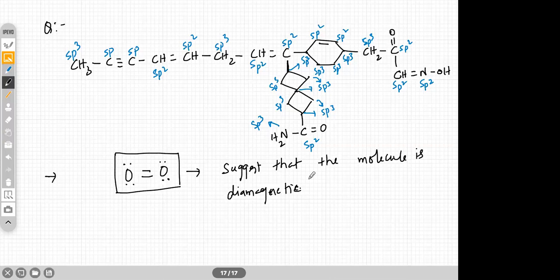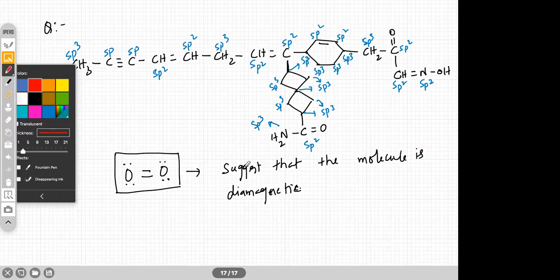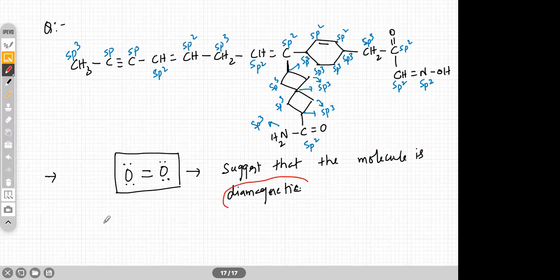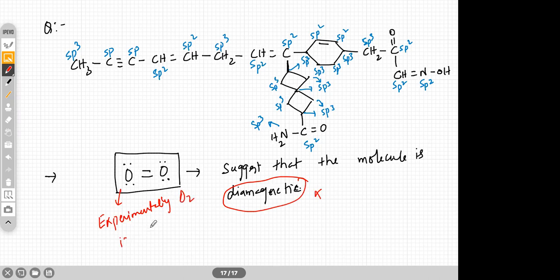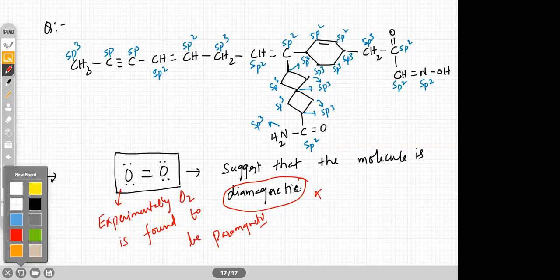But the actual behavior of the oxygen molecule is that it behaves as paramagnetic. This observation based on VBT was found to be wrong, because experimentally O2 is found to be paramagnetic. It is weakly attracted towards the magnetic field. Hence the bonding or the property of the oxygen molecule is not defined by VBT, that is valence bond theory. So we require a new theory to explain the magnetic property of molecules, and we call it molecular orbital theory.